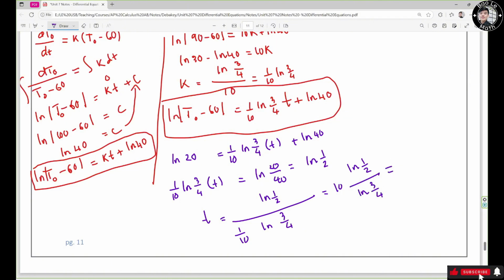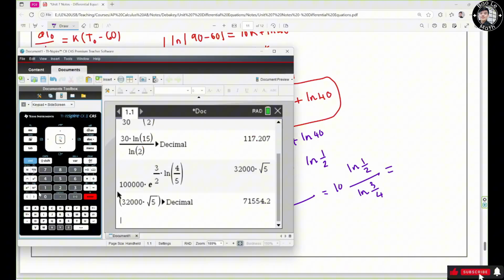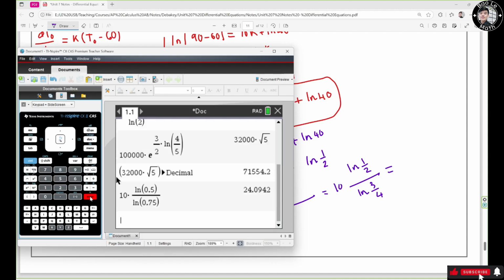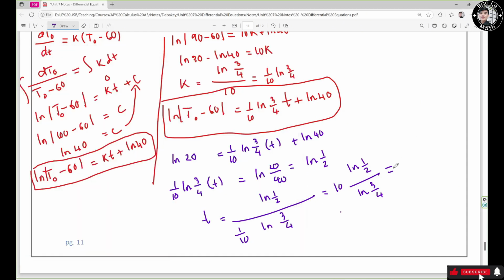Now I'm going to bring up the calculator. So I'm going to hit 10 times parenthesis natural log 1/2, which means natural log of 0.5, divided by natural log 3 over 4, which means natural log of 0.75. Then I hit enter. The answer is 24.094.